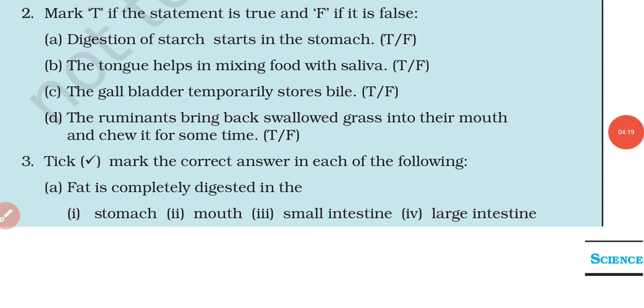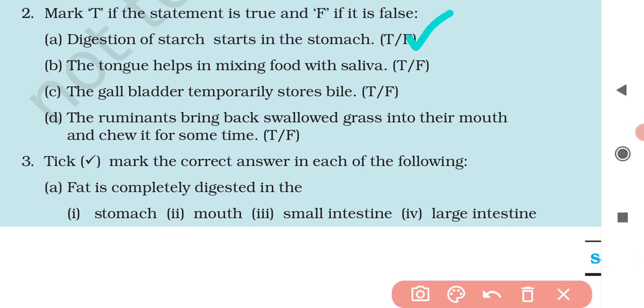Okay, so digestion of starch starts where? It starts in the mouth only, in the buccal cavity. So not in the stomach. It is false. Next question, the tongue helps in mixing food with saliva. True or false? It is true only, right? The tongue helps mix the food with saliva. It is true.